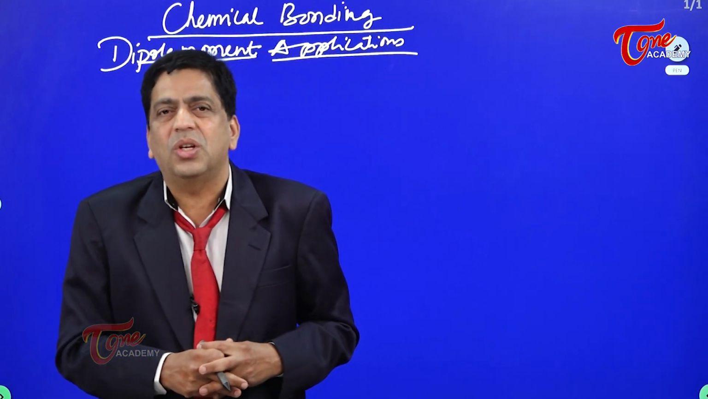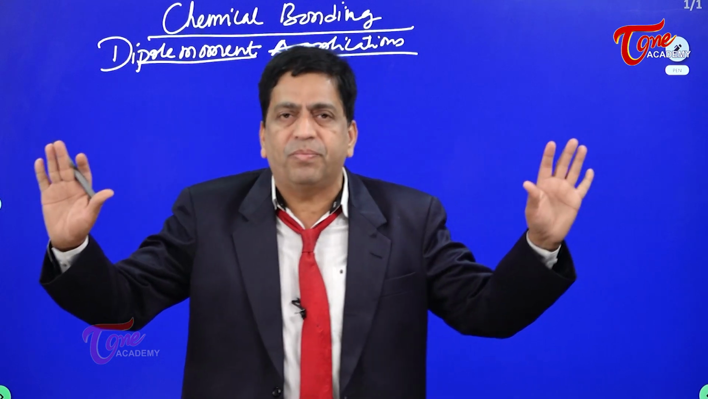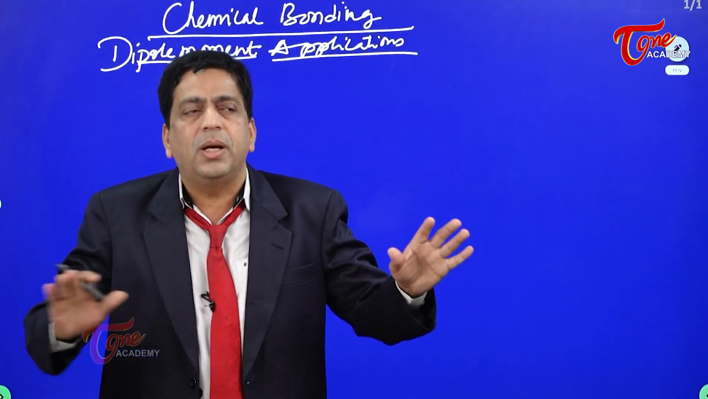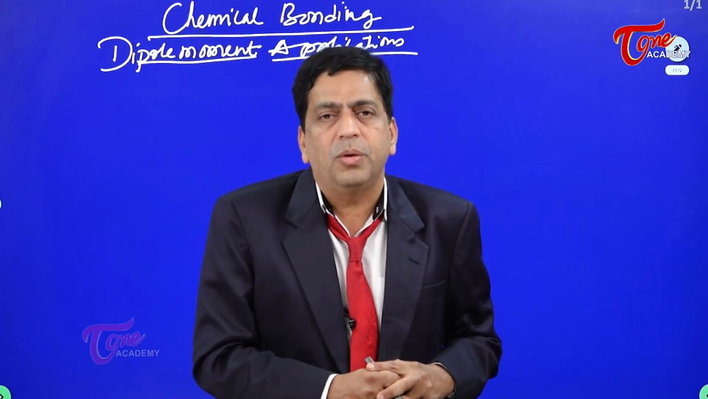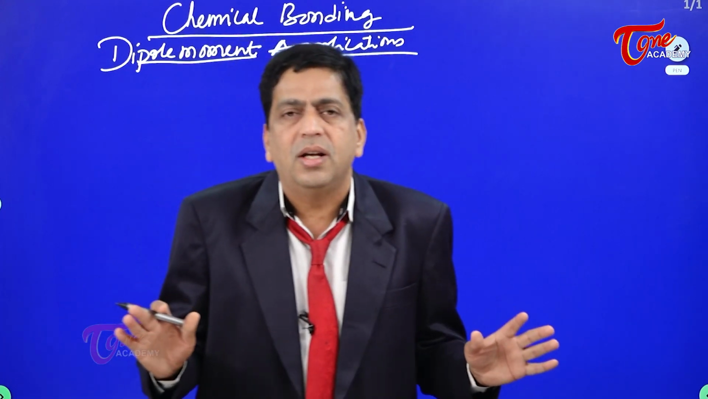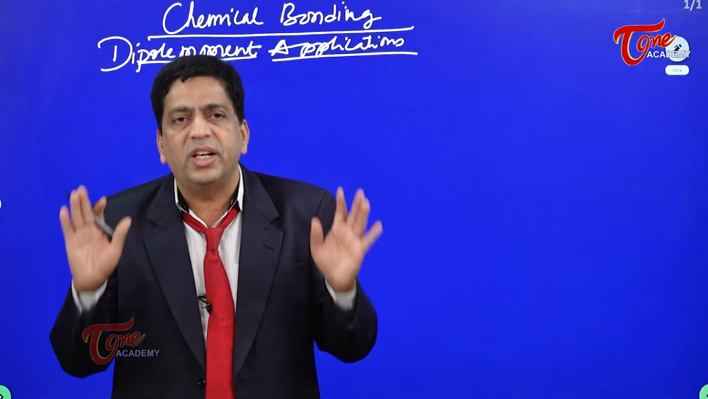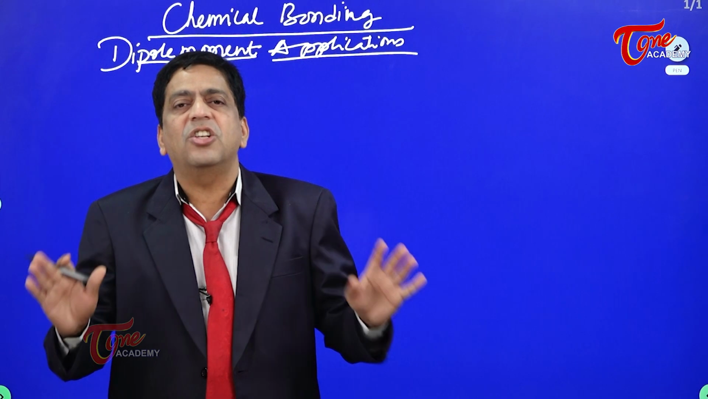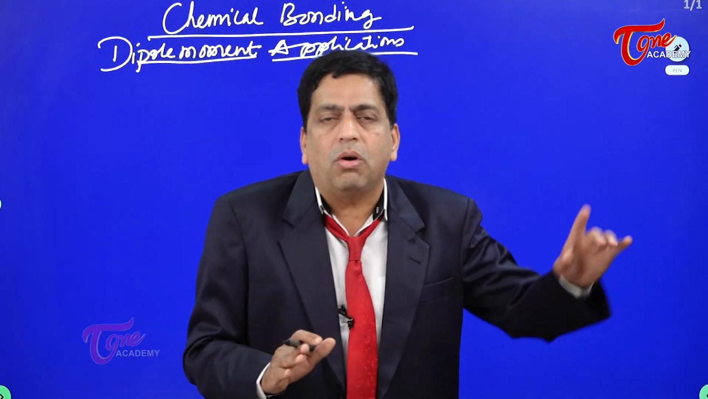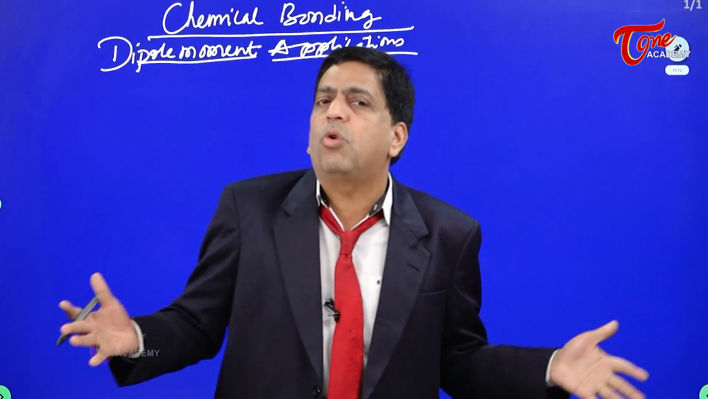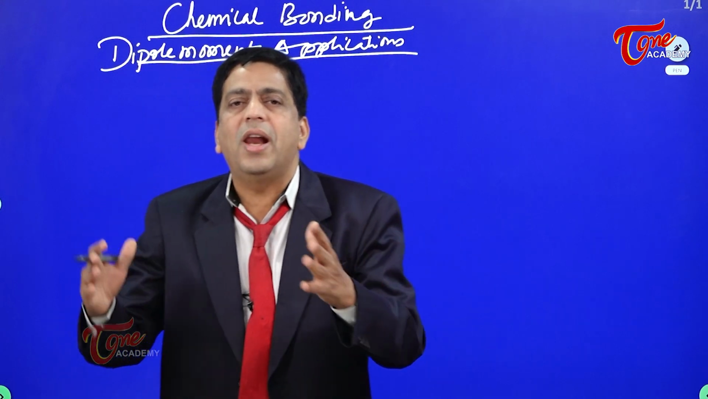In this case, we call this a polar covalent bond at maximum, but never an ionic bond. You must understand, for the simple reason that the charges developed on these atoms due to unequal sharing are partial charges. They don't contain full charges. If it was full, we would call that an ionic bond. The maximum you can call it is a polar covalent bond.